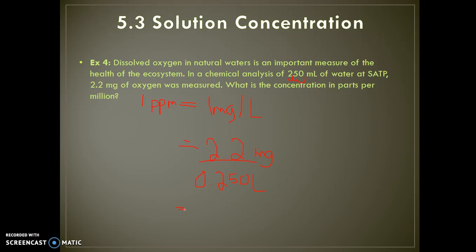And then all I need to do is divide these numbers. So 2.2 divided by 0.250 gives me 8.8 milligrams per liter. And now that I have the units as milligrams per liter, technically I can say that that is equivalent to 8.8 parts per million.